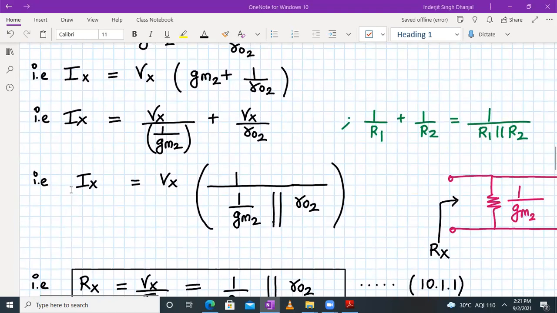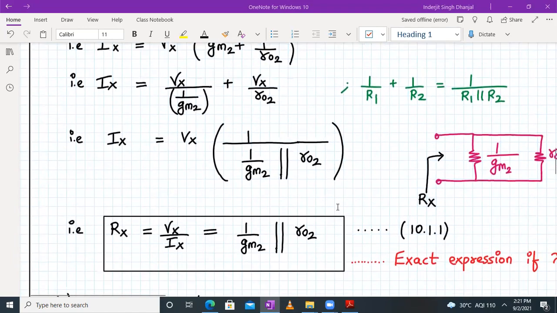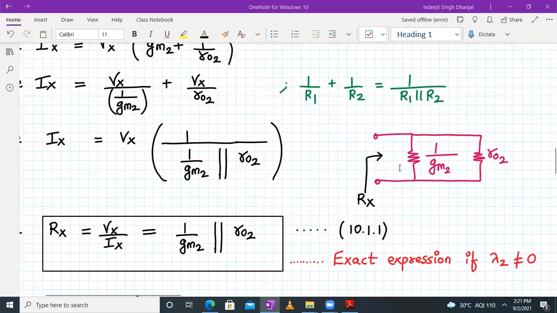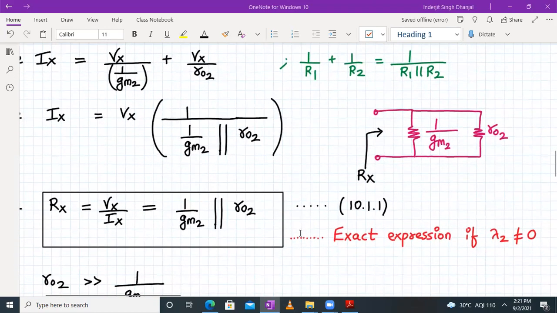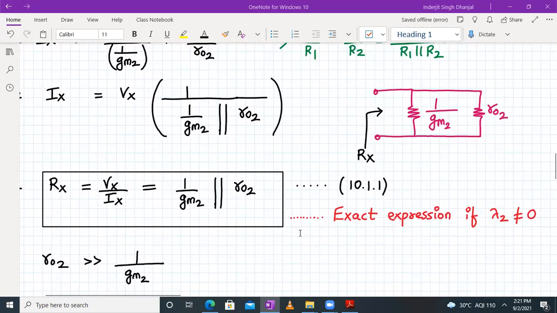So hence we can write the above equation as Ix is equal to Vx times 1 upon Gm2 parallel to RO2, right? And if we do Vx upon Ix, we will get 1 upon Gm2 parallel to RO2. That is your Rx. So Rx is giving the feel of two resistances in parallel. One of the resistances is RO2 and the other resistance is 1 upon Gm2. Fine. So this becomes our equation number 10.1.1, which is the exact expression if lambda 2 is non-zero.